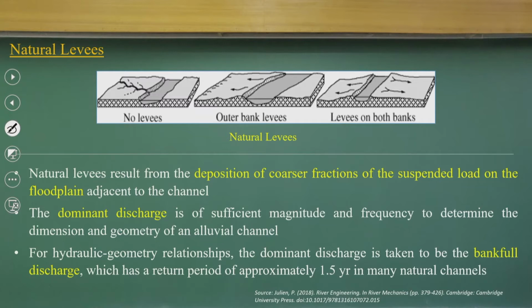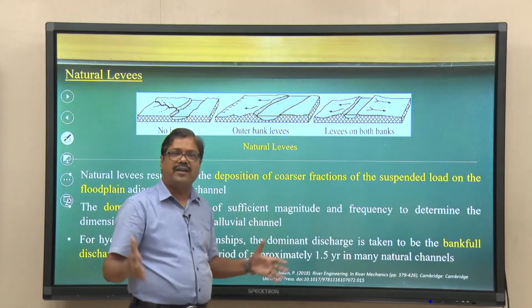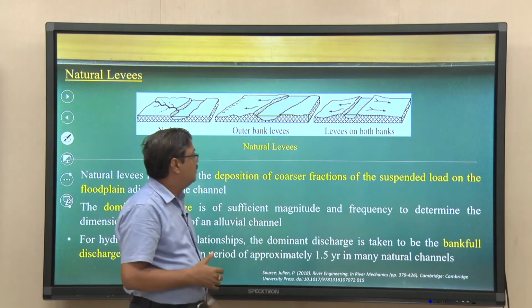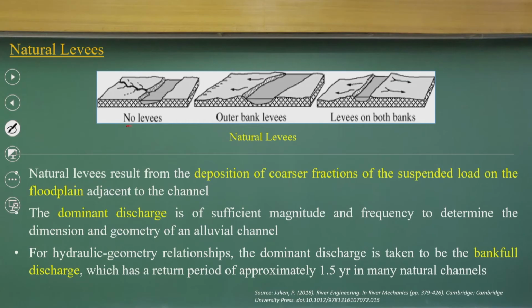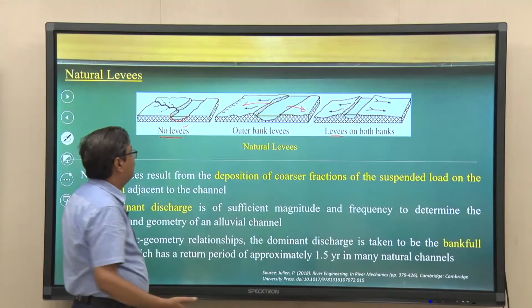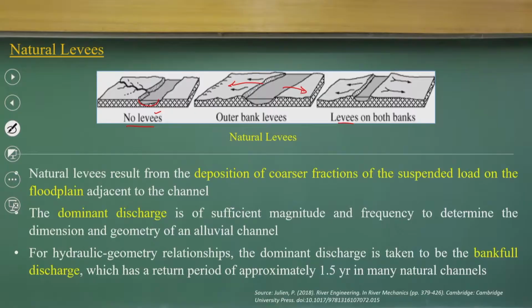Now, if you look at the next part, how you define the bank full discharge. If you look at that, you can have rivers like this where you have the flooding, and the bank is not at all having any levee. But there will be conditions with a levee on both the banks, okay, because the water will flow during the flood, floods both the banks. If it does not flow over both the banks, then you will have an outer bank levee, or if you have a levee on both the banks, okay.